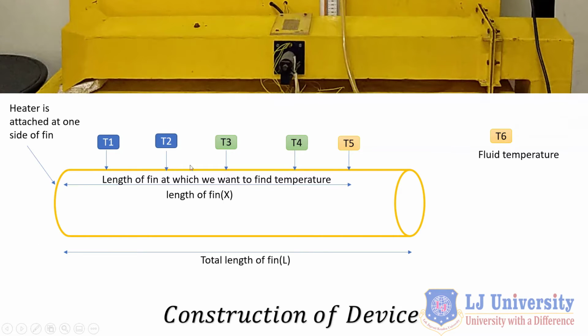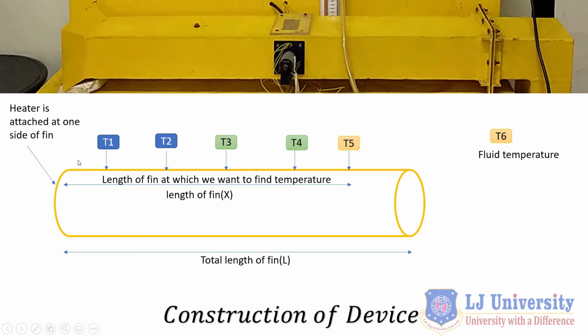So here you can see that there is a metal rod, which is known as fin. Now I will call the metal rod a fin. Here you can see the circular rod, which is the metal rod, or you can say fin. And this is the total length of the fin. The total length of the fin is known as capital L. Here the heater is attached at one side of the fin, that I already showed you.